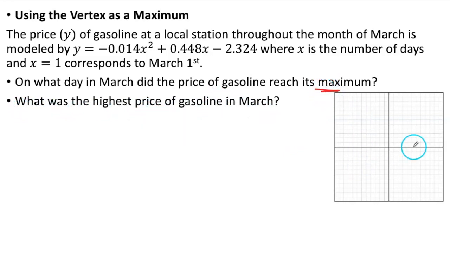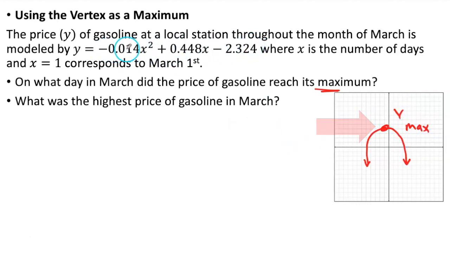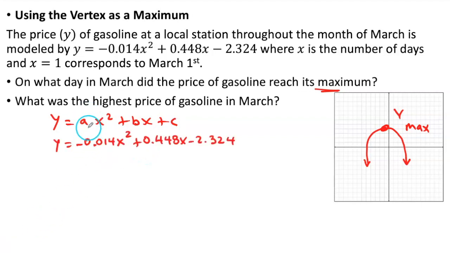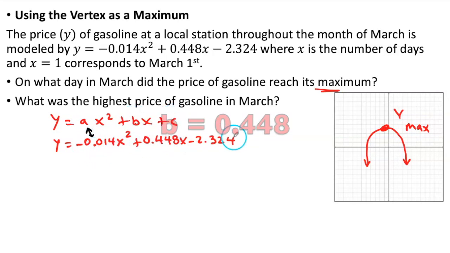That means this function somehow is going to be a parabola facing down because I'm looking for a maximum. Remember, vertex, maximum. Right now, this is not in vertex form. This is standard form. My standard form is ax squared plus bx plus c. From here, we can identify that the a value is negative 0.014. The b is in front of the x. The c is your constant.